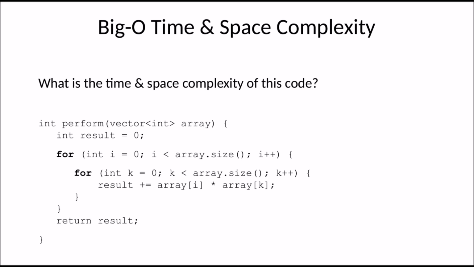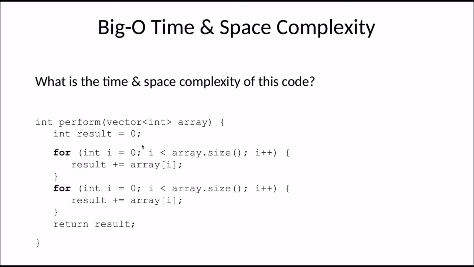Now another example, 2 nested loops again, but in this case, both loops depend on the array size. So both depend on the input. So whenever we have nested loops, we can multiply n times n, and n times n gives us n squared. So the time complexity here is quadratic, O(n squared). The space complexity is still constant, O(1).